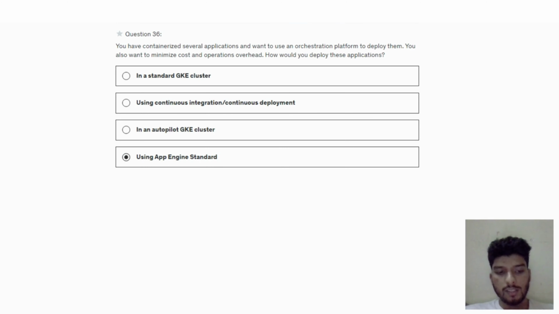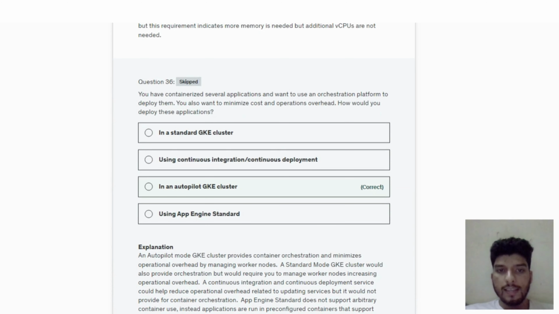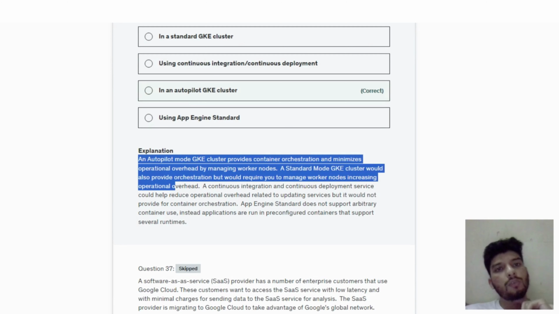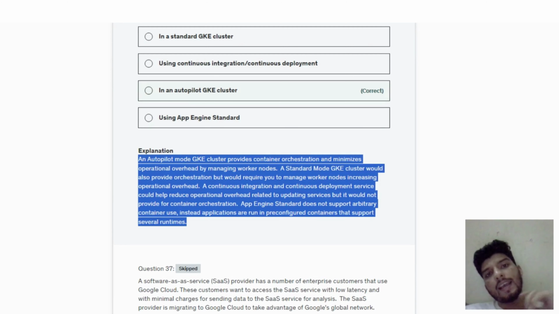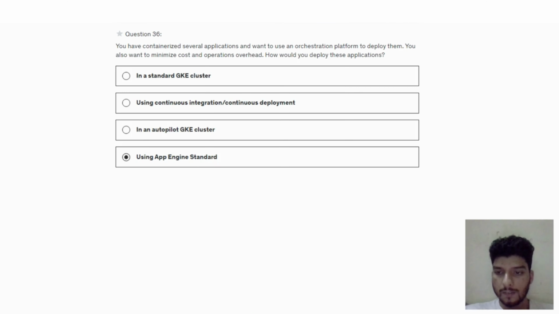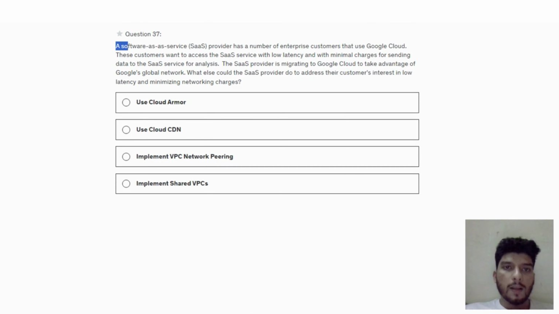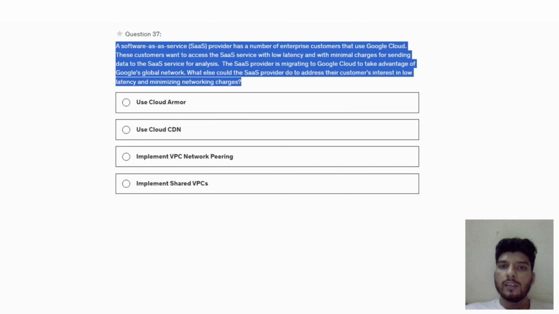And the right answer is in an Autopilot GKE cluster. And here is the explanation of why it is an Autopilot GKE cluster. And question number 37 is: a SaaS provider has a number of enterprise customers that use Google Cloud.